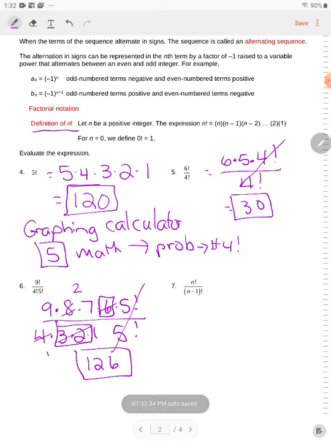Again, if you want to confirm it on the calculator, 9 factorial. Now, you have to be careful here. If you don't use the fraction bar, you have to have the 4 factorial and the 5 factorial in parentheses.